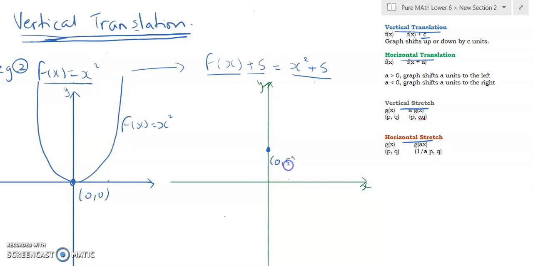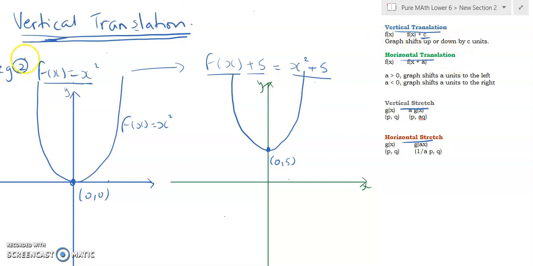This point here will be (0, 5), and it will have the same sort of shape, the same width and everything as the original graph. These two sides will not come in more, nor will they go out further, as long as we're using the same scale for the blue axis and the green axis. So this is what will happen: a vertical translation.